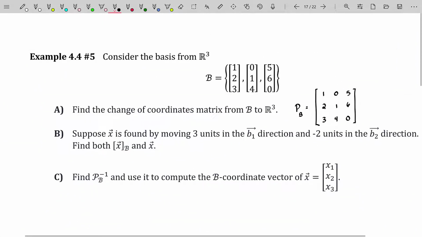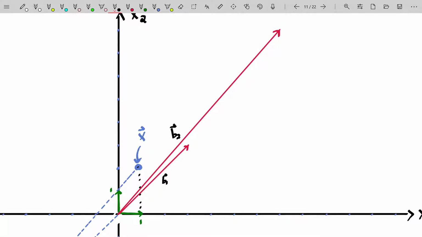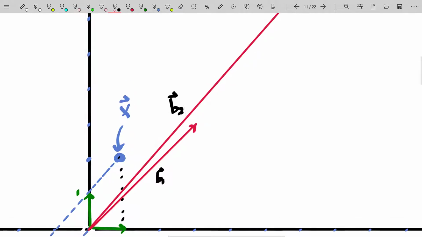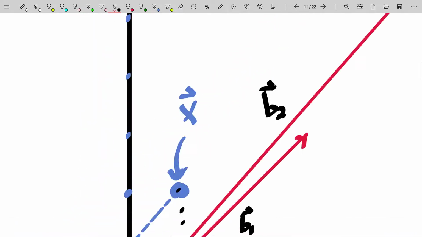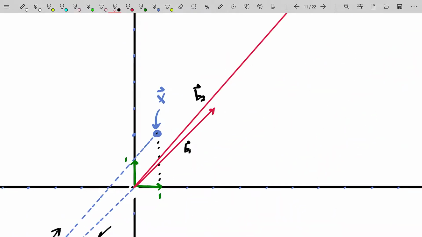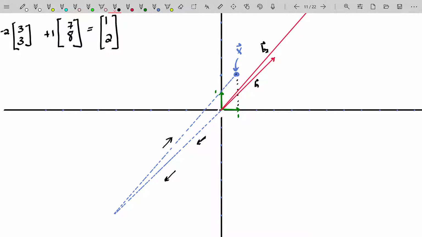And this is just a shout back to how we started all of this material, where somebody has given us a brand new basis. This is in R squared, our current problem's in R cubed, but still the same thing applies. Somebody hands us a brand new basis or set of basis vectors, B1 and B2 in this case, and we want to arrive at this vector x. How do we get there using these basis vectors? Well, in this picture, I go back 2 steps in the B1 direction and go forward 1 step in the B2 direction, and I will arrive at this vector x, which is, by the way, (1,2).